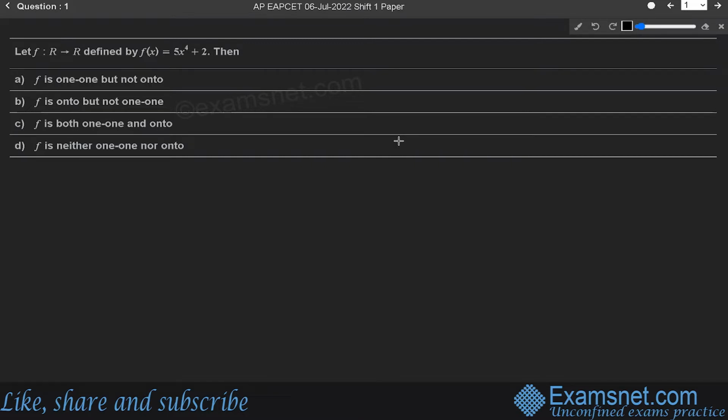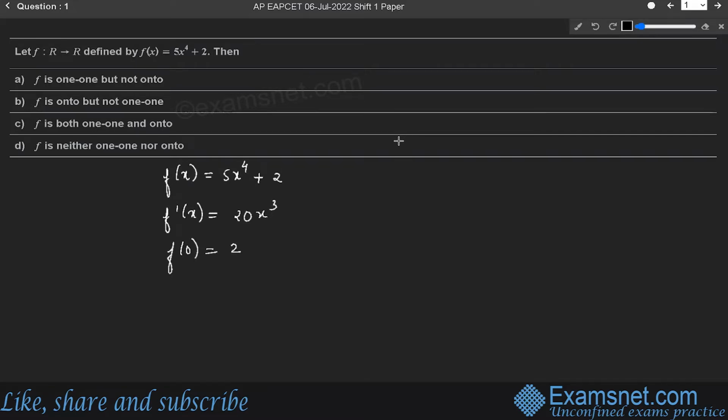Let a function be defined by the relation f of x equals 5x power 4 plus 2. It is given that f of x is equal to 5x power 4 plus 2, so its derivative, f dash x, will be equal to 20x cube. And the y-intercept will be f of 0, which is equal to 2.